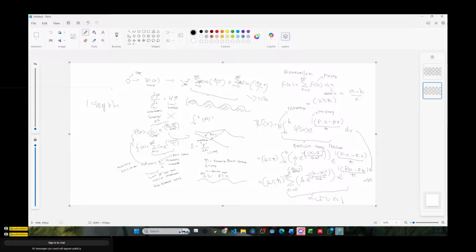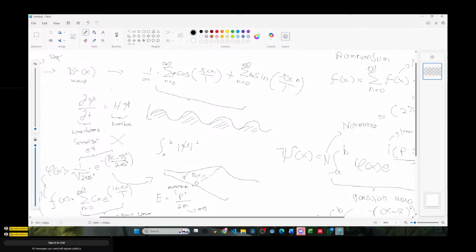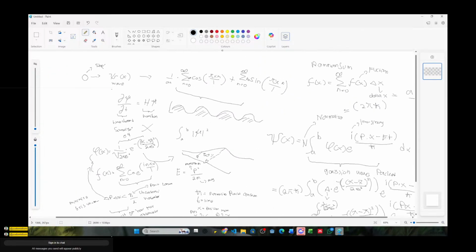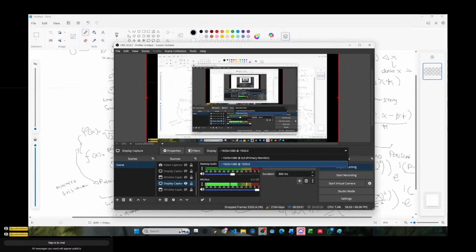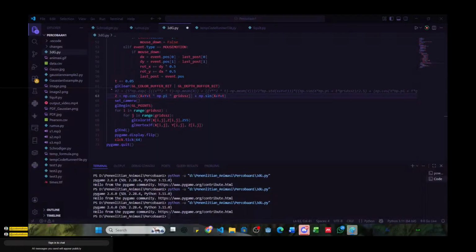This is what the actual Gaussian wave figure looks like. So, okay, let's move into my primary monitor. Okay, we're gonna continue this.